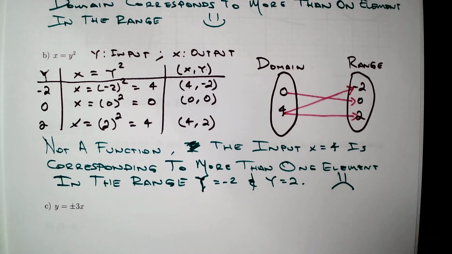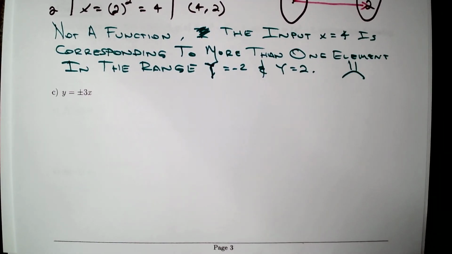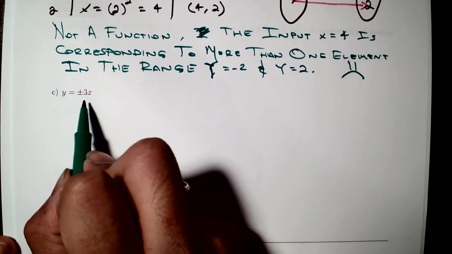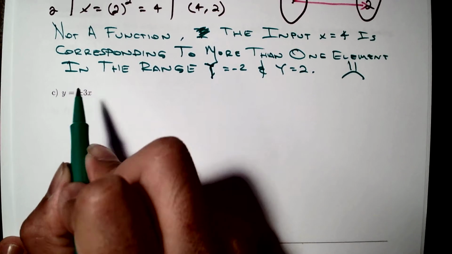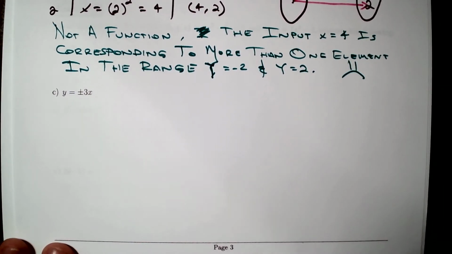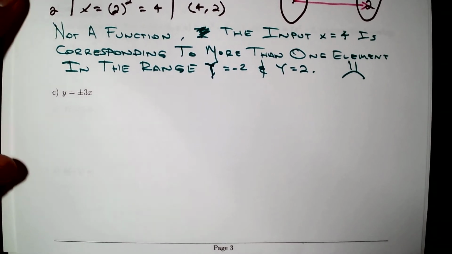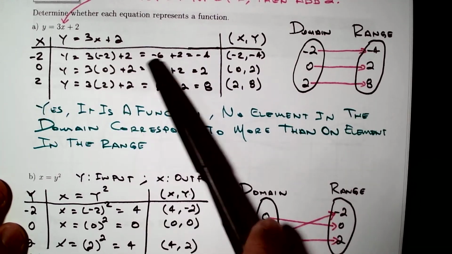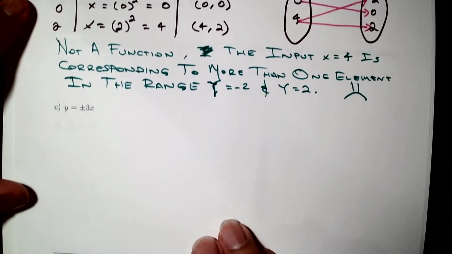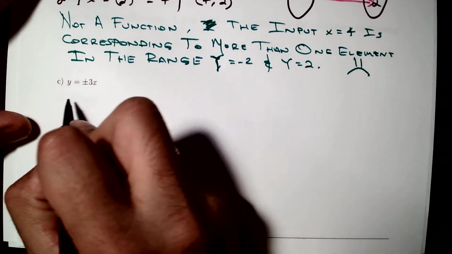Alright, letter C. Let's look at another interesting one. Every time you have an equation like this with a plus or minus symbol, you can automatically say not a function. But let's explain why that is. So consider, in this case, we don't need to make a big table like we did over here. This is going to go a lot shorter. So I'm going to say not a function.